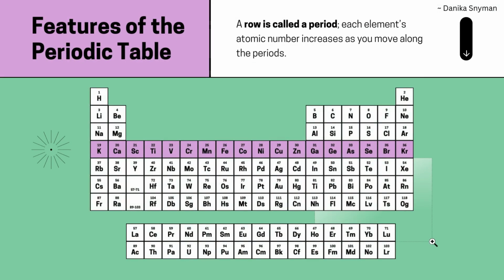A row on the table is called a period. As you go from left to right, the atomic number increases by one each time. So as you can see there with hydrogen, the H, it has a 1 on top of it. So that's the atomic number. So if you go right, what will you see? You will see helium, it has a 2. And as you can see, the atomic number increased.